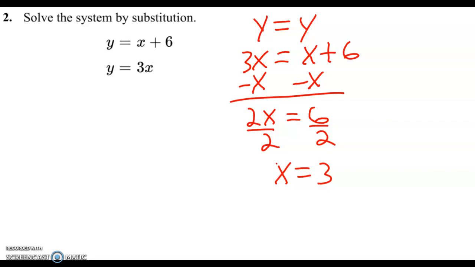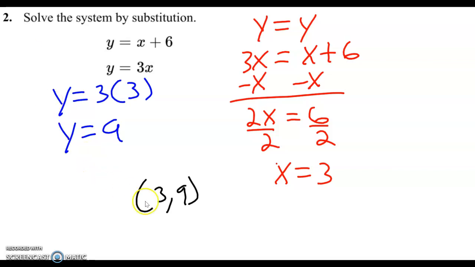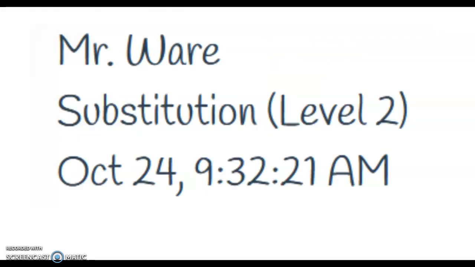And then I take that x and plug it back in right here. And now I have y is equal to 3 times 3, which is 9. All right, now let's take a look at, gotta write the ordered pair here. All right, now let's take a look at substitution level 2.